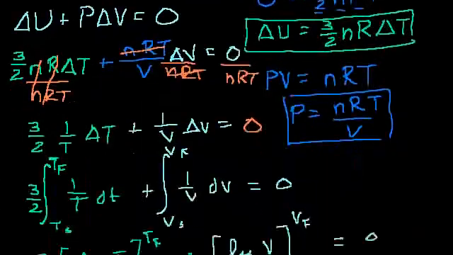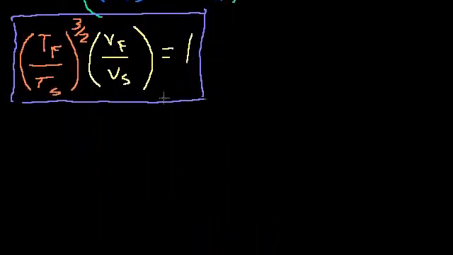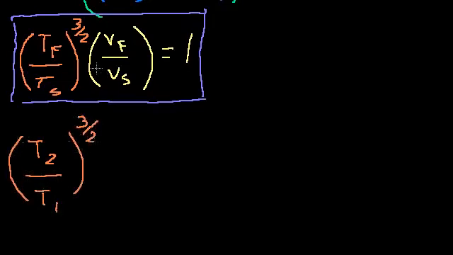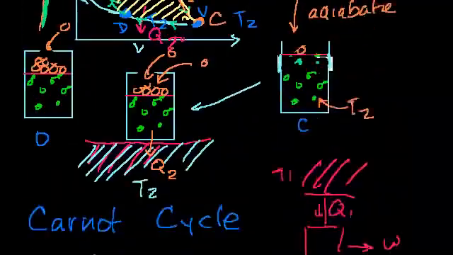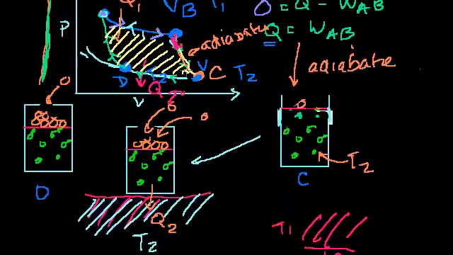On that right process, our final temperature was temperature 2. So let me write it down. Temperature 2. Our initial temperature was temperature 1, where we started off at point B, to the 3/2 times our final volume, which was our volume at C divided by the volume at B, and that's going to be equal to 1. Neat. That's the result we got from this adiabatic process. We did a bunch of math, and then we just substituted for our initial and final volumes and temperatures.